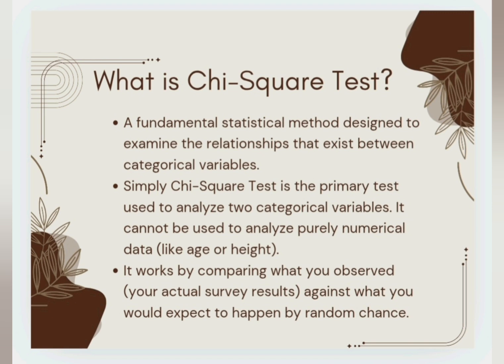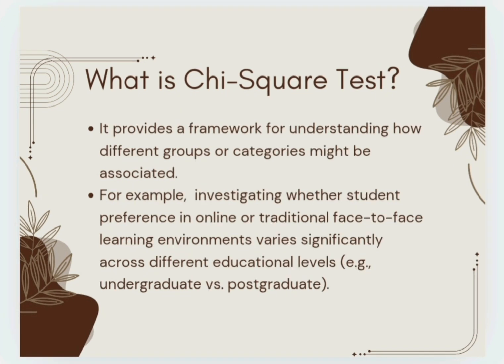So chi-square test is a fundamental statistical method designed to examine the relationship that exists between categorical variables. So it is a primary test used to analyze two categorical variables. It cannot be used to analyze purely numerical data like age, height, and weight. It works by comparing what you observed, like from your actual survey results, against what you would expect to happen by random chance.